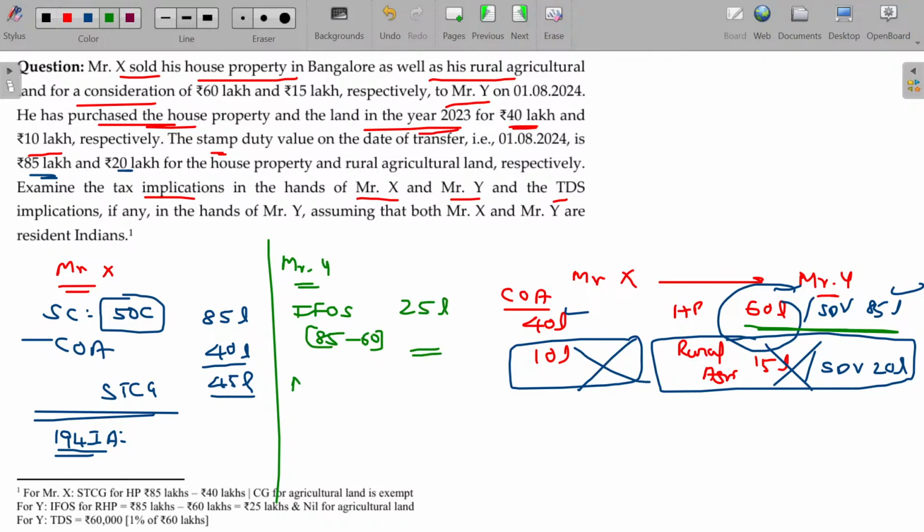Apart from that, Mr. Y is the payer for this consideration. He has to deduct the TDS for the actual payment, the actual payment being 60 lakhs. For that, 1% TDS will be leviable. 1% on this being 60,000 TDS is leviable.